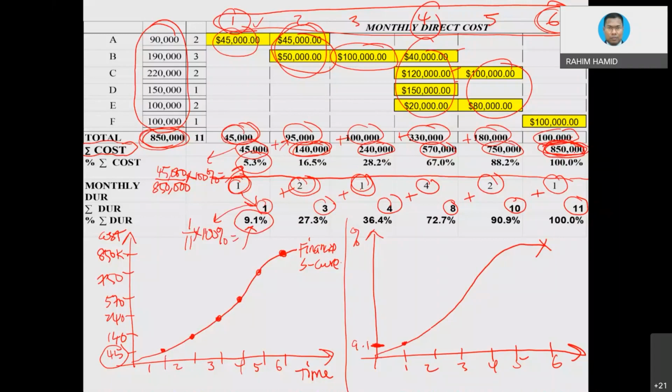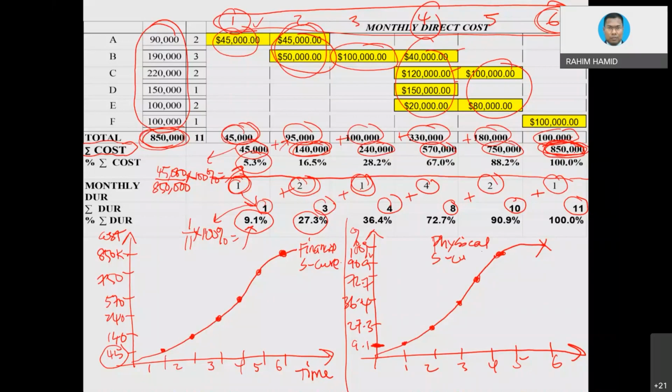Then in February, you are going to have this figure, 27.3. On March, for instance, 36.4. And then on April, you are going to have 72.7. And then on the 5th is 90.9. And lastly is 100. For sure, you are going to get 100 on the 6th month. Okay, so that is the example of what we call physical S-curve.